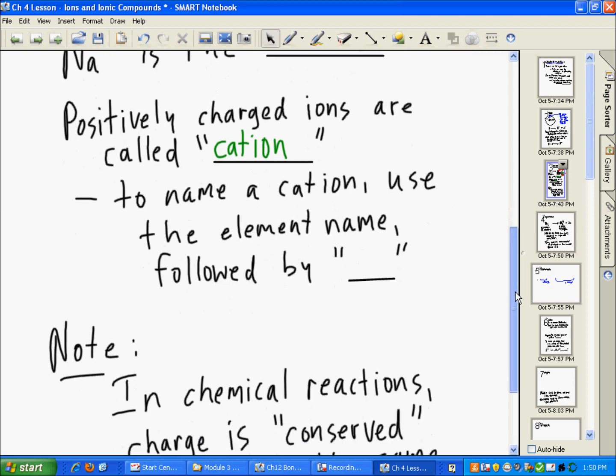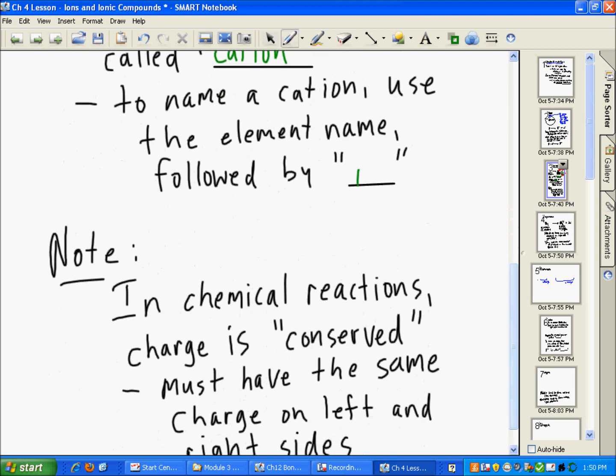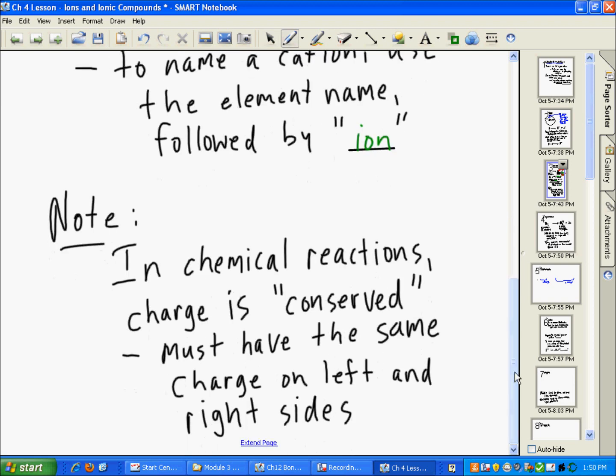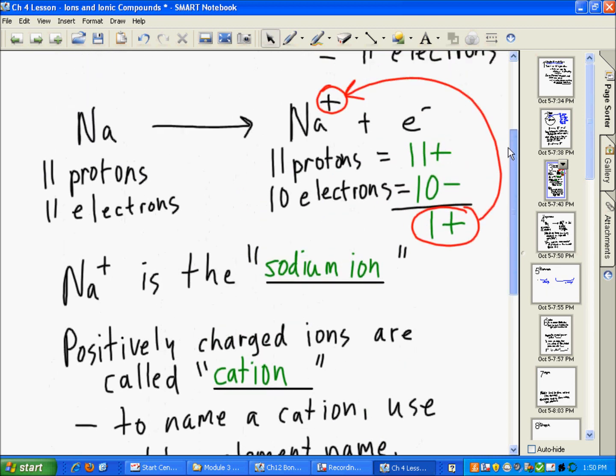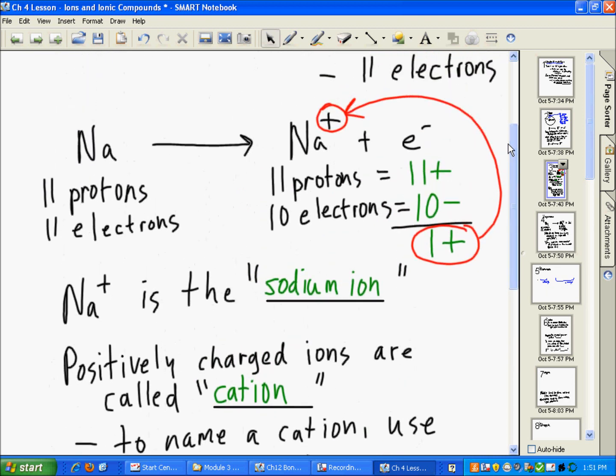To name a cation, we use the element name followed by ion. And in chemical reactions, charge is conserved, which means you have to have the same charge on one side of the reaction as on the other. So we go up and we look at the example above. Here, we have sodium, and an element by itself has zero charge because it's 11 protons, 11 electrons. Positives and negatives cancel. So this sodium here has zero charge. If we were to put a charge here, and normally they don't put it, it would be a 0. Over on this side, we have one positive and one negative charge. So one positive, one negative adds up to 0.